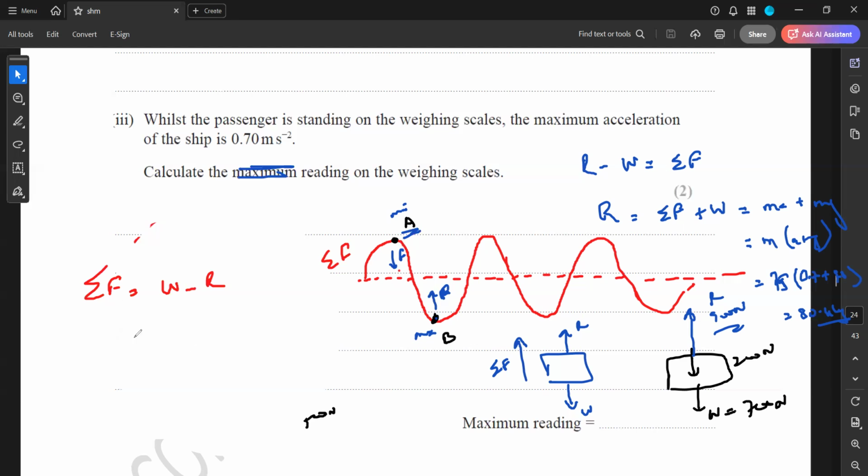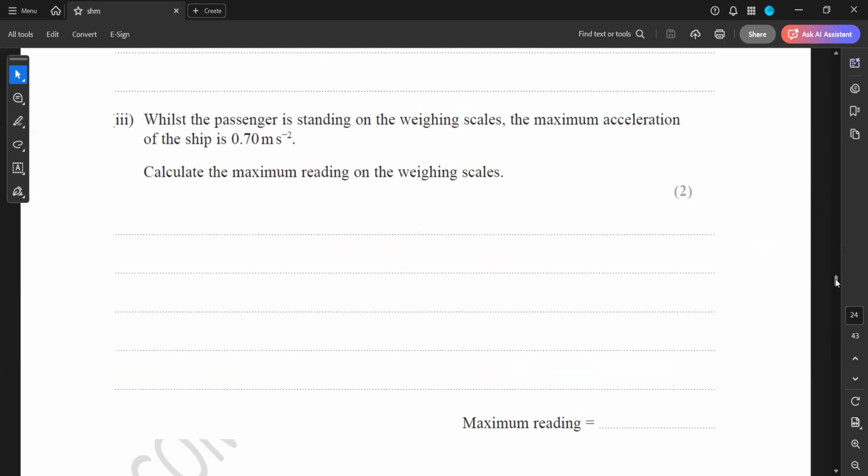And if I need R, it is W minus F. Weight is mass times gravity and the resultant force is Ma. So in that case, it will be mg minus Ma, and we'll get the reading. So remember, the reading on the weighing scale always refers to the normal contact force which we experience. Is it clear? Discussion?